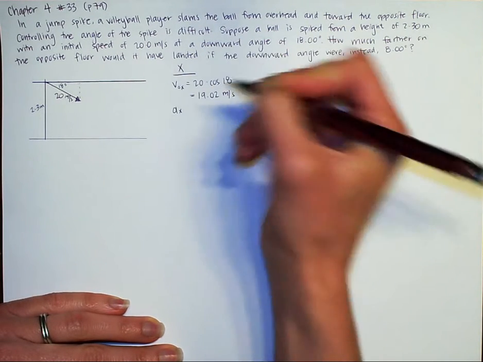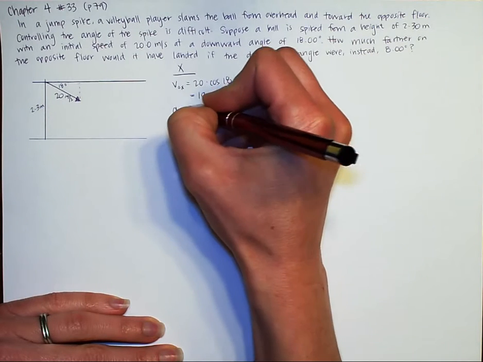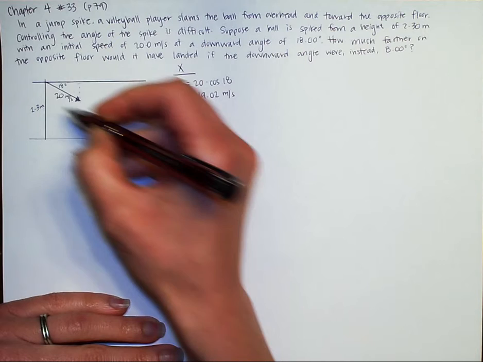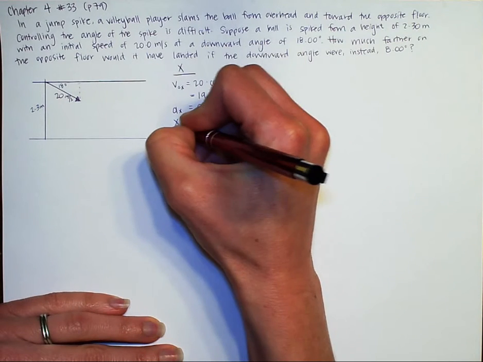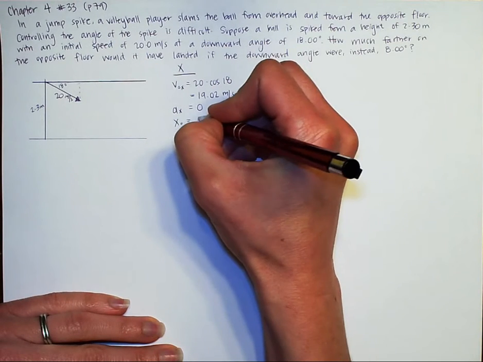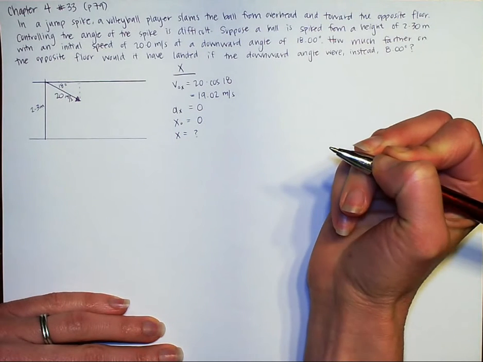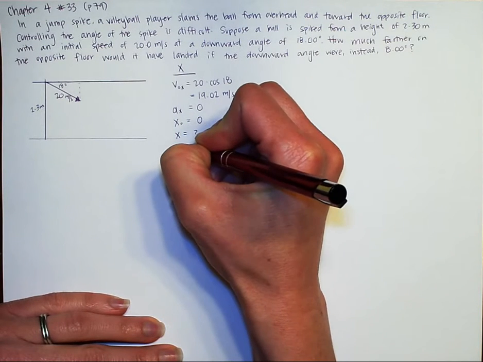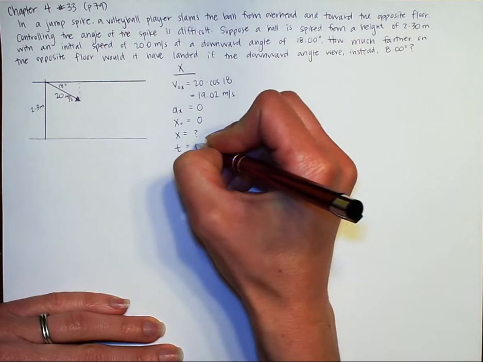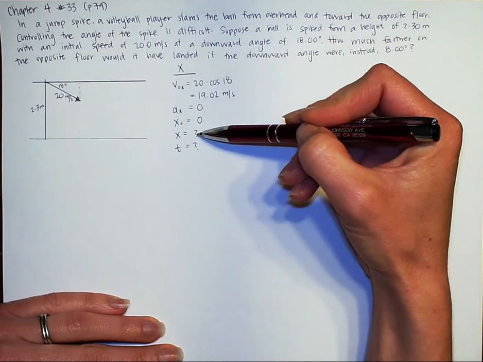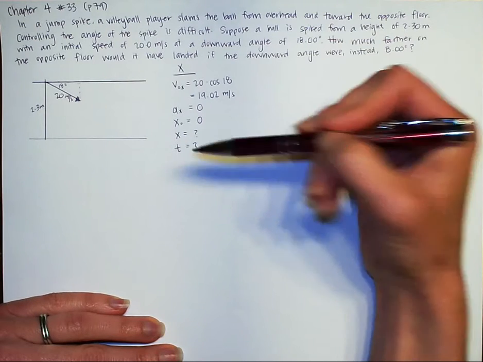We remember that our acceleration in the x direction, since this is projectile motion, is 0. And I'm going to say that my initial x position is 0. And we are trying to solve right now for our final x position. And we really wish that we also had time, because if we had time as well as velocity, then we could figure out our position, but we don't have this.